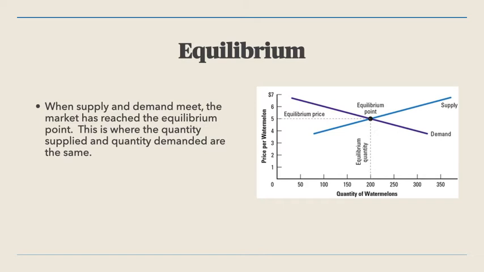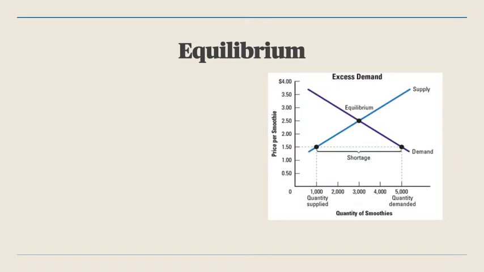But what happens when the price is not right? What happens when the price is too high or too low? So in the textbook, the example they used was a smoothie shop that makes smoothies.